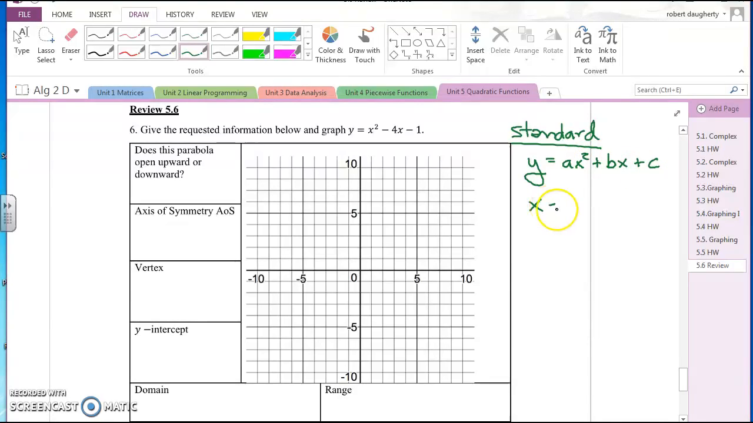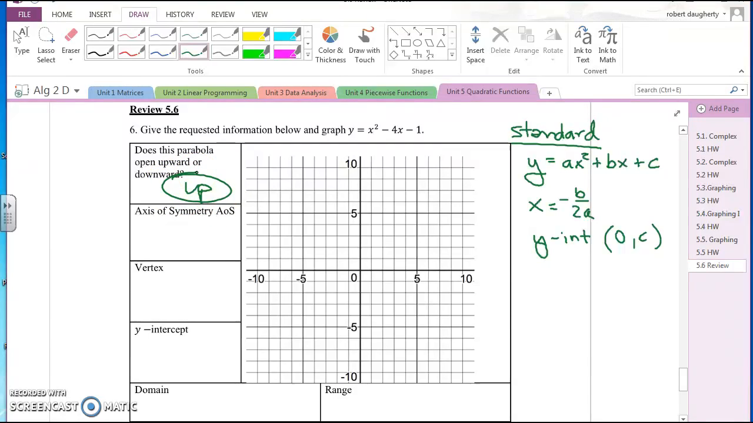I know that the axis of symmetry is negative b over 2a, and I know that the y-intercept is the point 0, c. And then I can figure out other information from there. So this parabola opens upward. In front of that x squared is a positive 1. So this parabola opens upward.